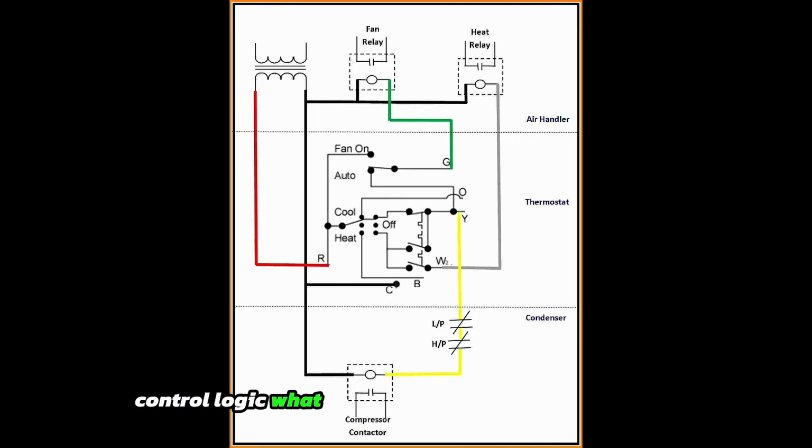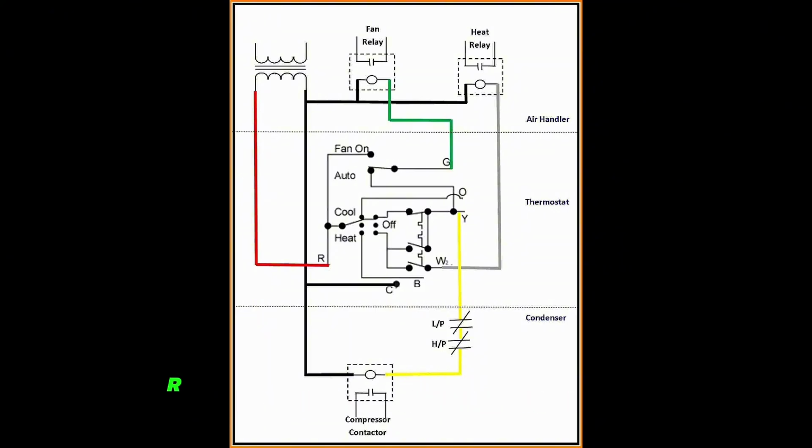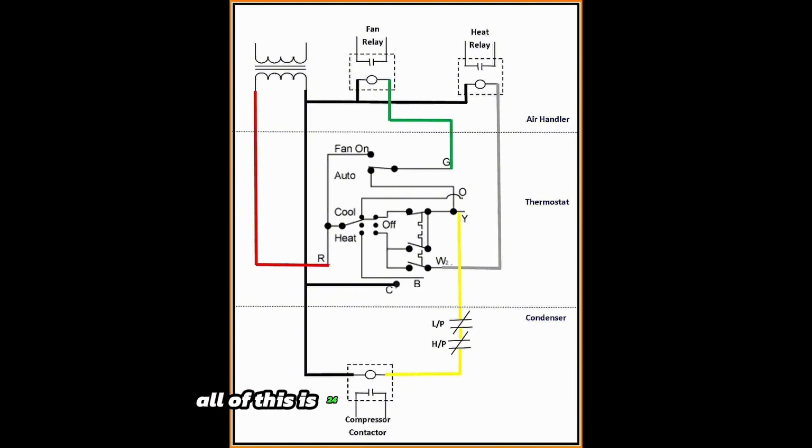Control logic. What happens when you call for cooling? When the room is too hot, the thermostat closes R to Y, sending 24 volts to the contactor outside, turning on the compressor. R to G energizes the blower relay inside the air handler. If it's a heat pump, R to O will energize the reversing valve to switch to cooling mode. All of this is 24 volts. It's just control logic. But that logic controls 240-volt motors, so it's critical to understand the signal flow.